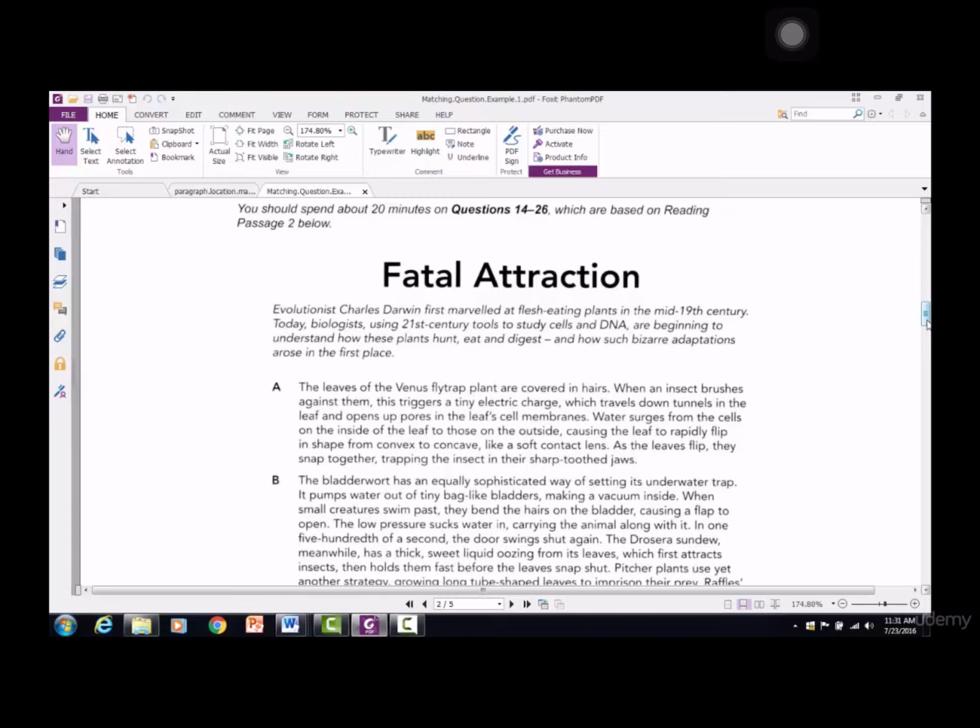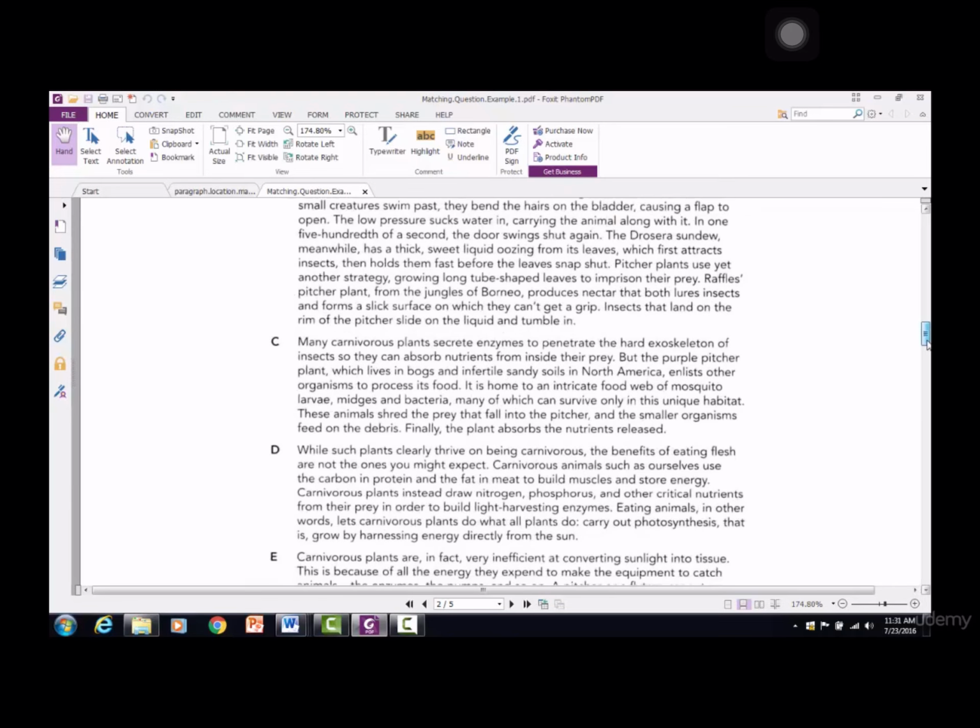As you know, we don't have to read the passage first. We don't have to read the topics or topic sentences, or skim or scan through the passage. We go directly to the question. For a matching question, it's going to be easy.